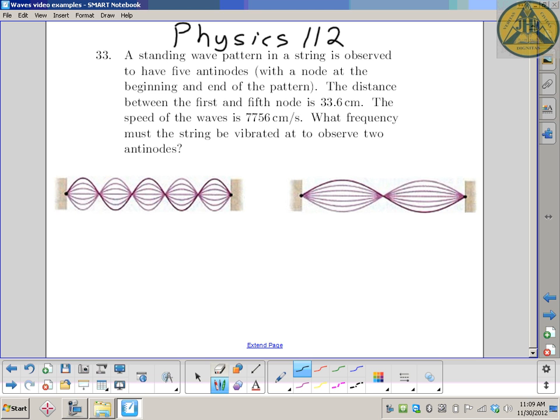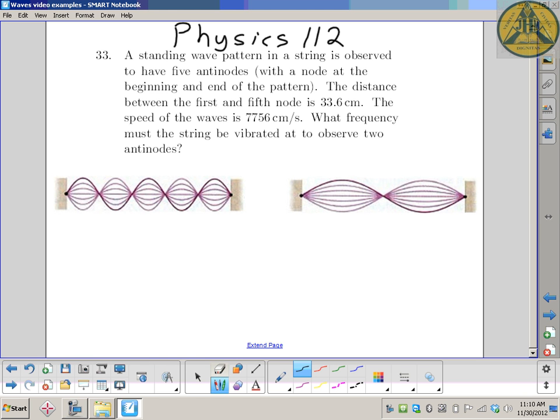A standing wave pattern in a string is observed to have 5 antinodes. There's a node at the beginning and the end of the pattern. The distance between the first and fifth node is 33.6 centimeters. The speed of the waves is 7,756 centimeters per second. What frequency must the string be vibrated at to observe 2 antinodes?